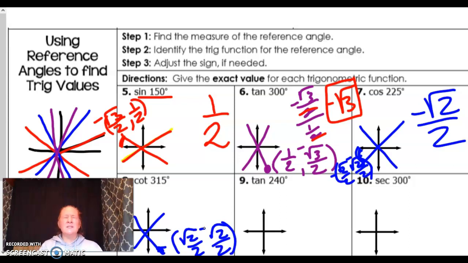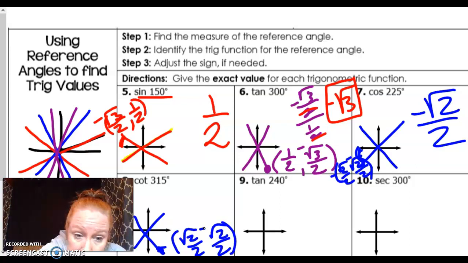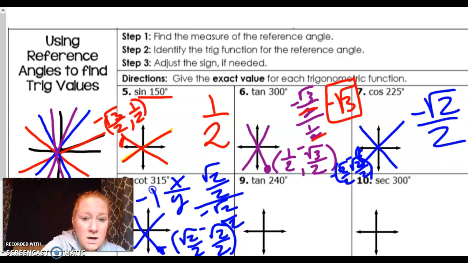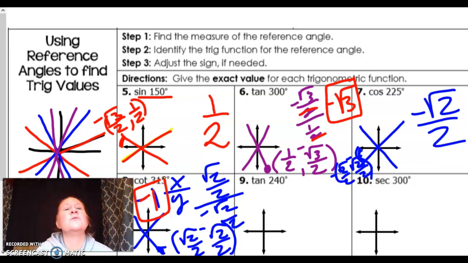Okay, cotangent. I know tangent is y over x, so cotangent must be x over y. I'm going to write that down: x over y. So x is root 2/2, y is negative root 2/2, so my solution is -1. Okay, tangent 240.